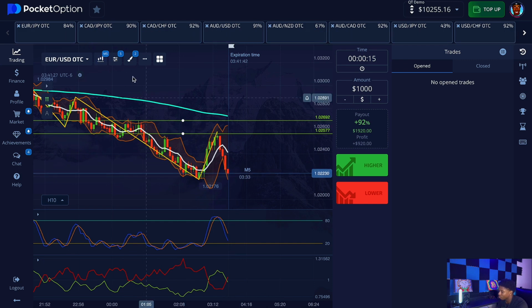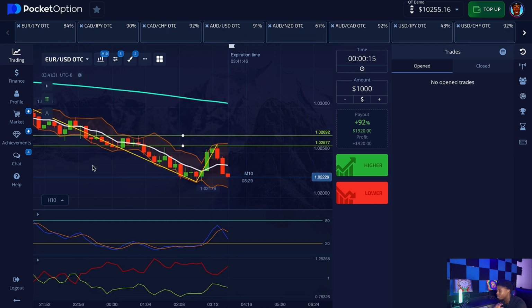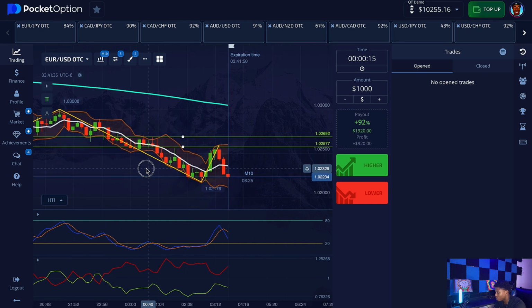So that's how you find your zones, guys. You could do this on all of these time frames and have your chart totally marked up, and you won't miss any zones, and you can know exactly where the chart is going to go.